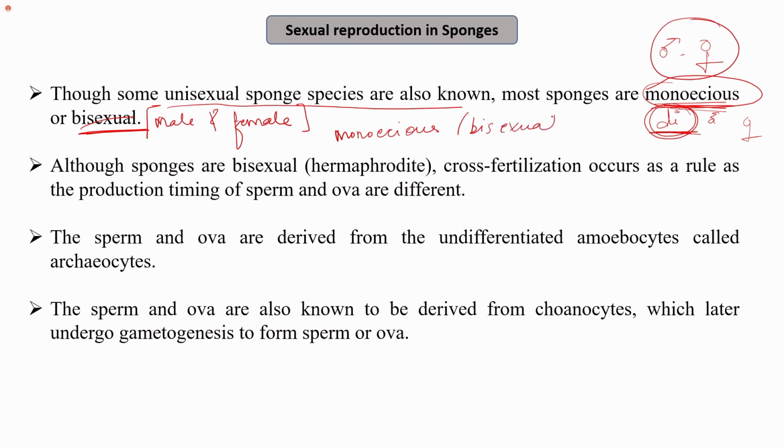If you have clarity about the terms, it will be easy for you to understand and you will be able to relate it better with all the theory also. Monoecious might seem confusing to some individuals, but monoecious are actually the ones in which both male and female reproductive organs are present within the same individual, right? They may be called bisexual also. So we can say that although sponges are bisexual, bisexuals may be referred to as hermaphrodite also.